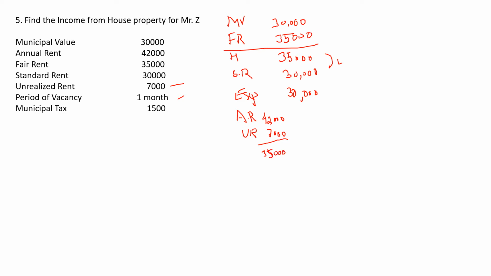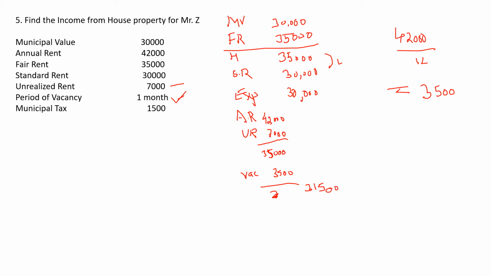And we also have a period of vacancy of 1 month. So for this 1 month, we'll have to find what is the rent for 1 month. For that, what we will be doing? 42,000 divided by 12. We will be getting the 1 month rent, that is 3,500. Yes. So for 1 month vacancy also we will be deducting 3,500, and we get an amount of 31,500. We will be writing it out here.